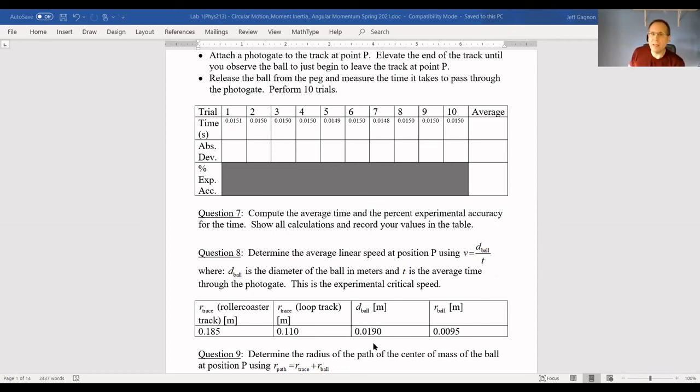So the diameter of the ball is given. Remember, it's 1.90 centimeters, but in terms of meters, we want everything in SI units. It's 0.0190 meters divided by, you're just going to divide by your average time. And that will be your experimental critical speed.